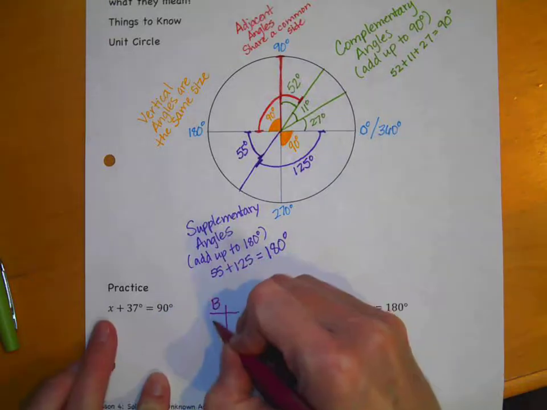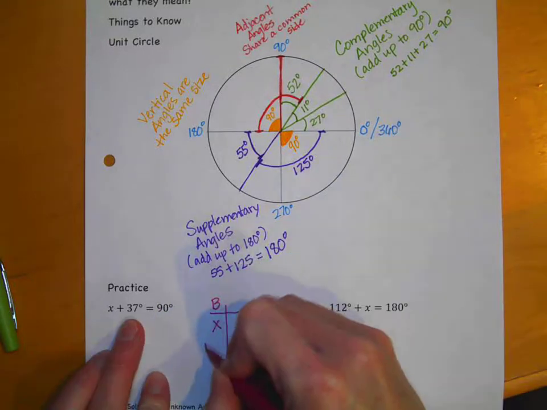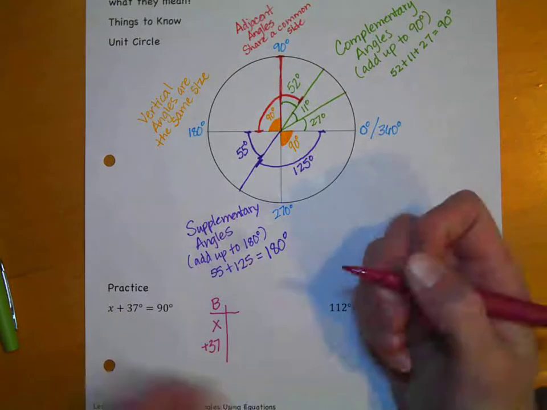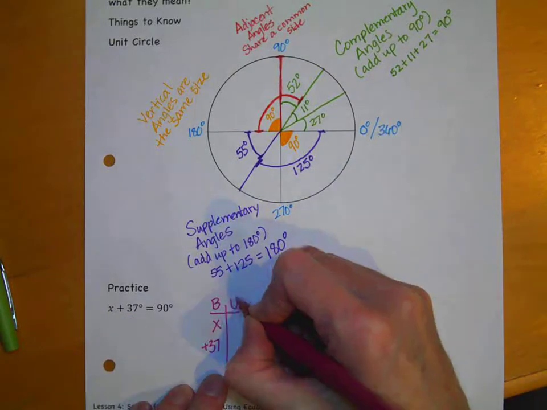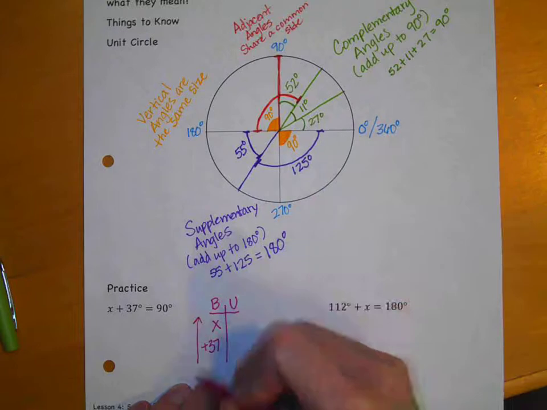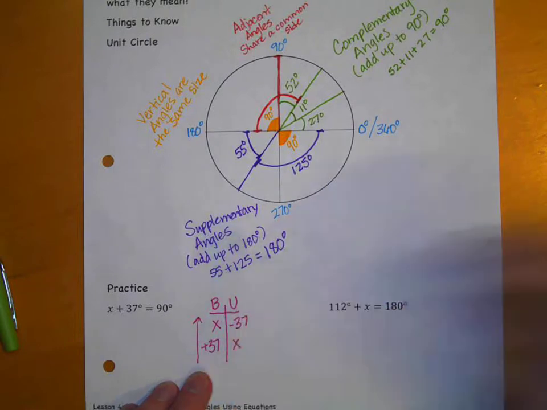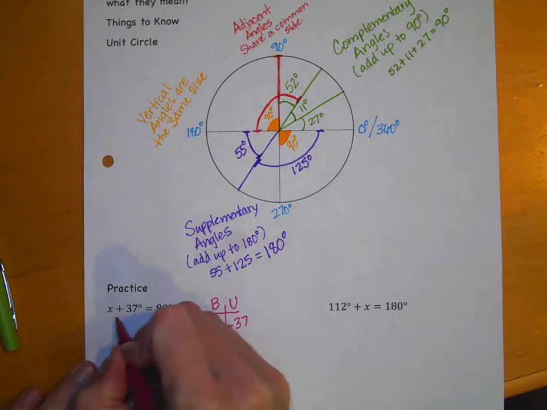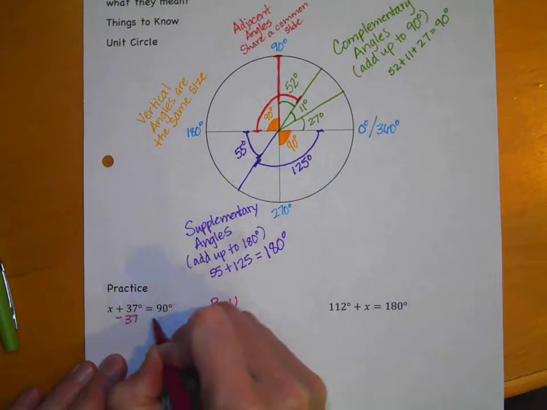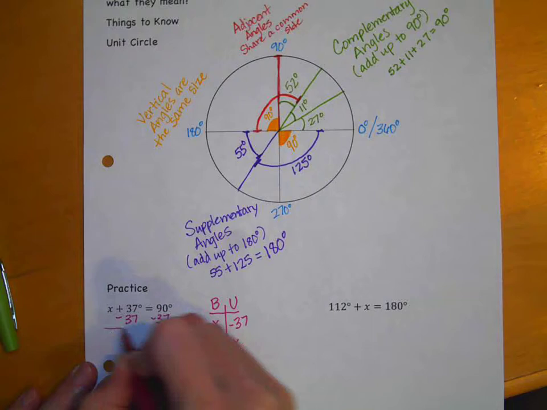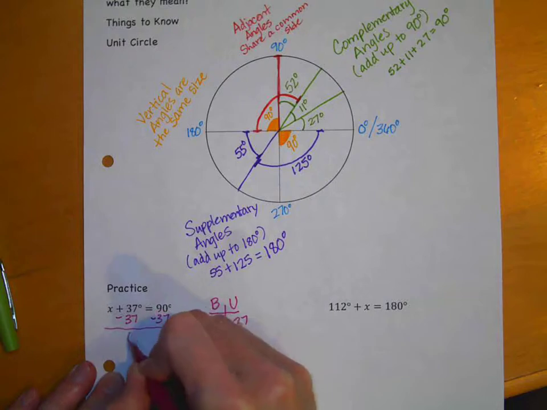All right, so we're going to build it. What is our variable? Our variable is x. What did we do to x? We added 37. So remember, when we're doing the undo side, you work backwards, right? So to undo it, we're going to subtract 37 from both sides, and we should be left with x. So I'm going to subtract 37 from both sides, like it just says.